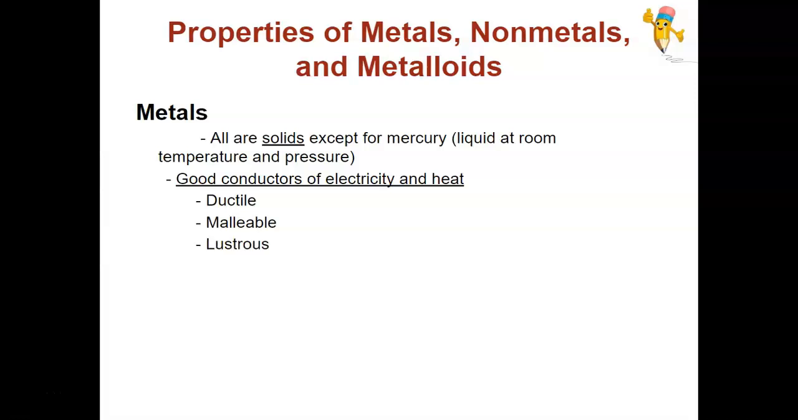Lustrous. This is everybody's favorite. Metals are shiny. Okay. So think about Moana. The giant crab would love a metal because it's shiny. Okay. Things like that.